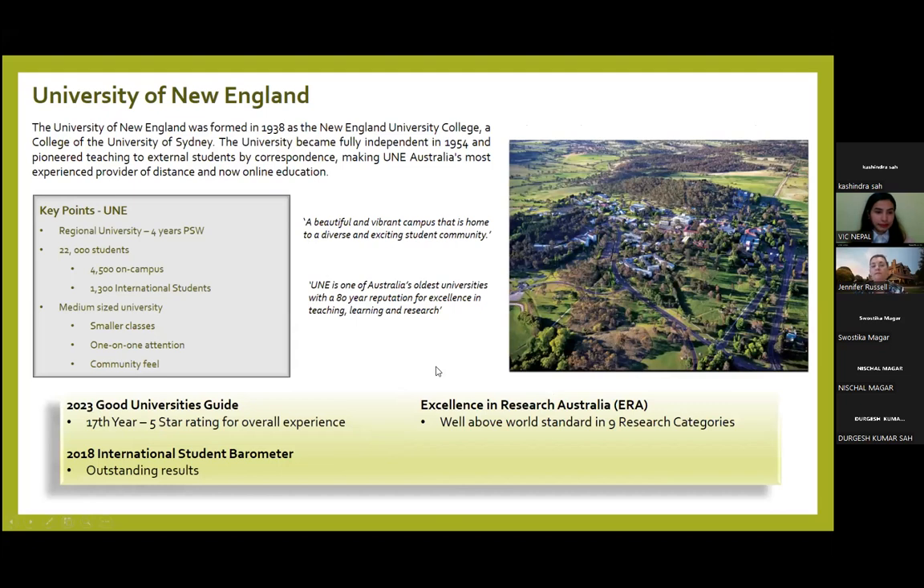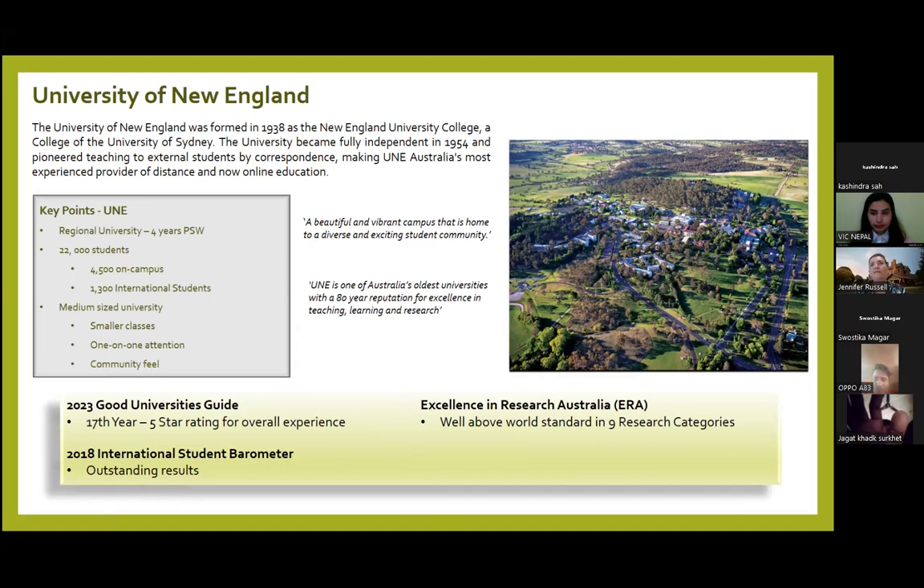Now, the University of New England is a regional university. So one of the benefits of studying at a regional university, in particular at the Armidale campus, is that you'll be eligible for an additional 2 years post-study work rights. So that means you get your normal 2 years post-study work rights, and you'll get an additional 2 years on top of that. Now, we're a medium-sized university.